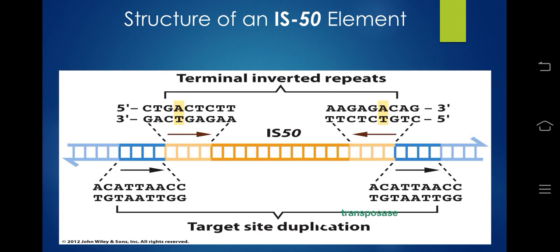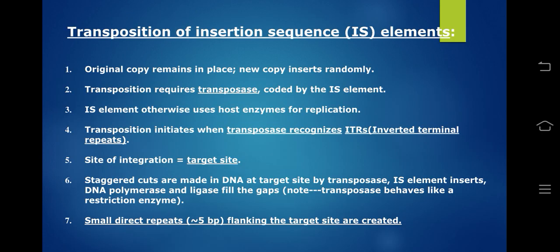Structure of IS50 element. Terminal inverted repeats. Target site duplication. Transposition of insertion sequence elements. The original copy remains in place. The new copy inserts randomly. Transposition requires transposase encoded by the IS element. The IS element otherwise uses host enzymes for replication.